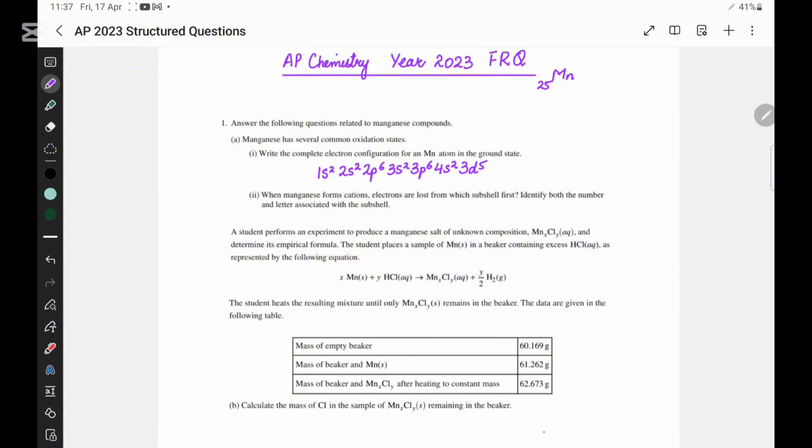When manganese forms cations, it means an electron has been removed from it. Electrons are lost from which subshell first? So the electron will be lost from the outermost shell, and that is going to be 4s. So we are going to write 4s because when an electron has been lost, it is going to be lost from 4s first.